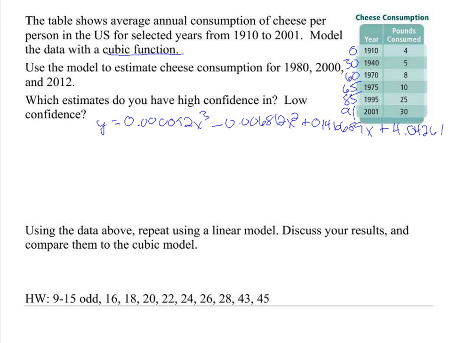Use the model to estimate cheese consumption for 1980, 2000, and 2012. Now what am I going to do? Plug it all in. Type it into your calculator, press enter, and you will get each one. So for 1980 and 2000 and 2012, what am I entering in for 1980? 70. And 2000? 90. And 2012? 102. Good.